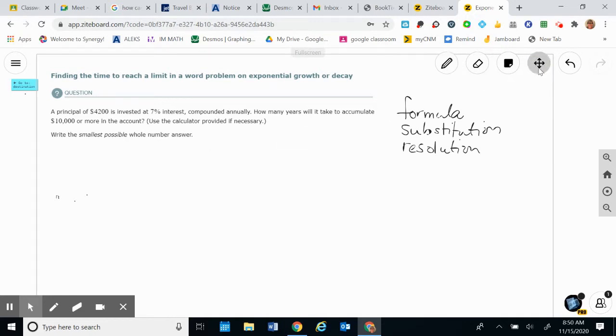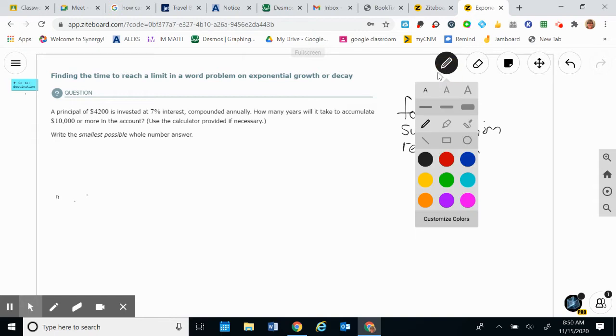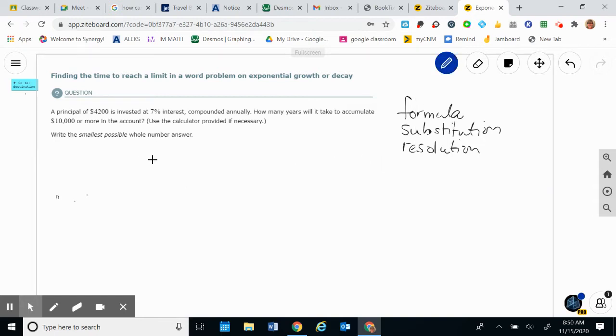I think that's more important. Let me lock everything down real quick, by the way. Lock all. I think it's more important that you have a way to solve any and all problems. So you're going to be using this formula. When you see money and you see that it's invested, you do A is equal to P times 1 plus R divided by N to the NT.